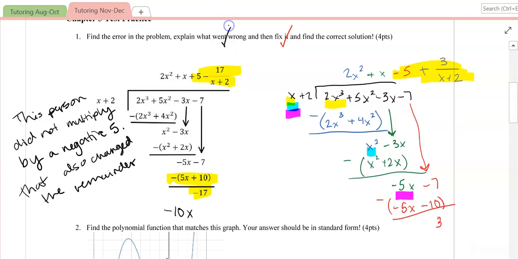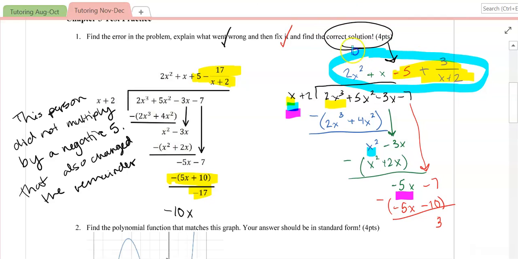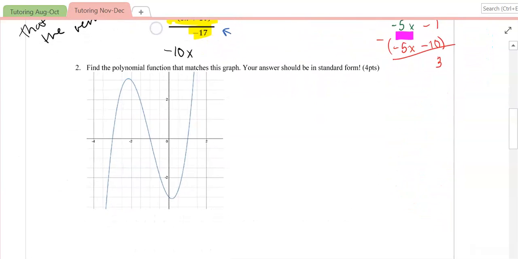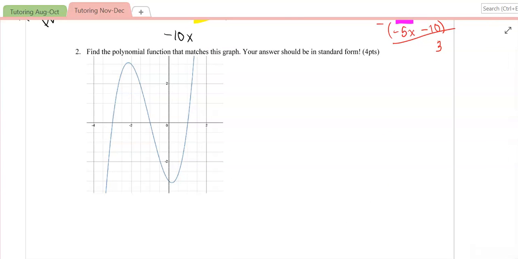So we've now explained what went wrong, we fixed it, and the correct solution is right here. So that would be what you do for problem number 1. And we highlighted the error as well. We highlighted the error in this problem. So hopefully that answers any questions you might have had on problem 1. Again, I wasn't told what the questions were.